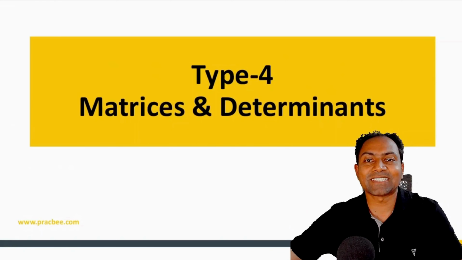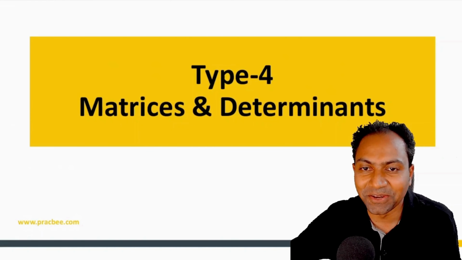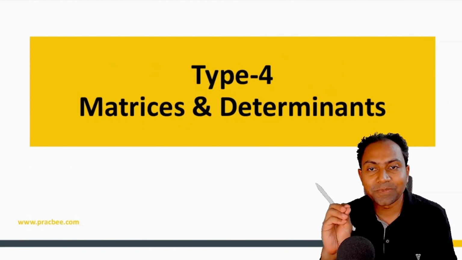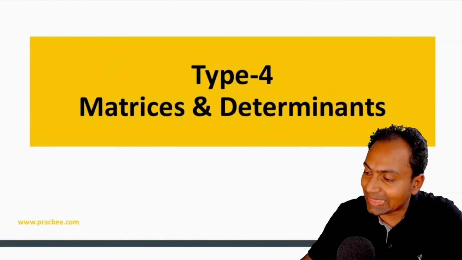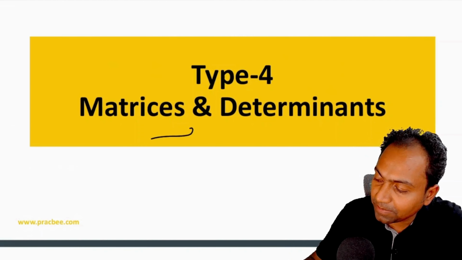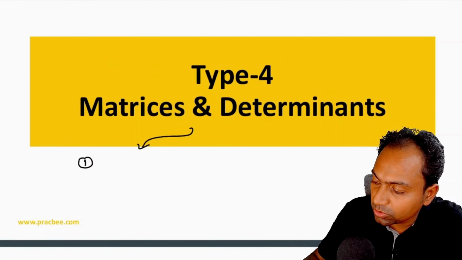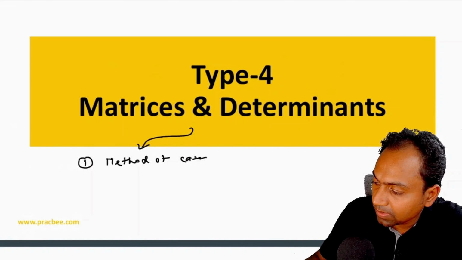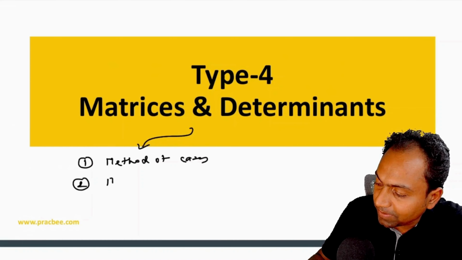Now, in this type 4 type of questions based on matrices and determinants, students often wonder what technique to use to solve such PNC based questions. In this kind of PNC based question, there are primarily two techniques that we are going to use. One is method of cases, and another is nothing but Beggar's method.